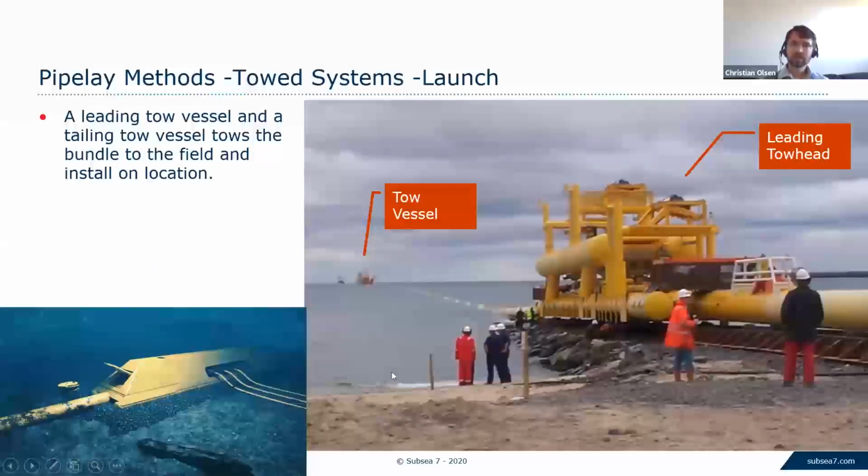There's another picture here showing from the beach where you have a tow vessel. So this vessel here is pulling as everything is leaving the shore here. And then there will be another vessel, a trailing vessel in the back, and they'll then drag this out to the field. There's an illustration down here of a towhead in the field where it's then connected up to other seabed infrastructure.